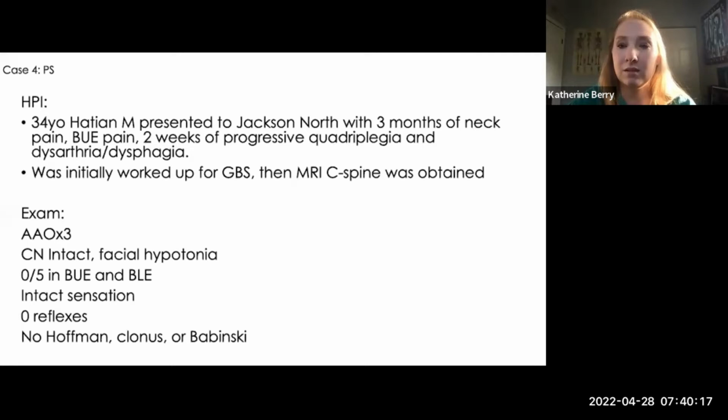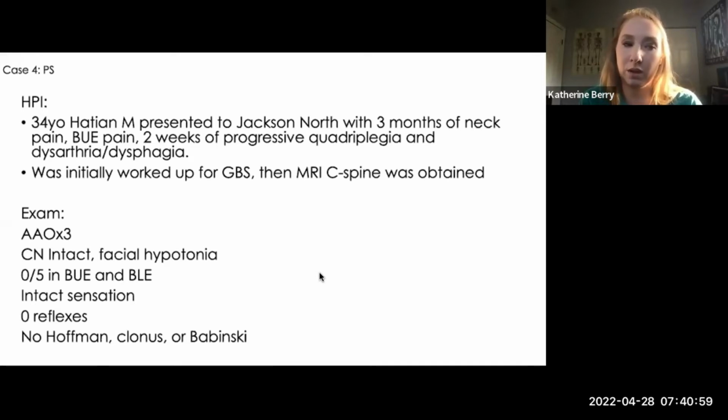This is our next case. Damien, are you there? Try to involve you on this. Awesome. So we have a 34-year-old Haitian male who presented to Jackson North with 3 months of neck pain, upper extremity pain, and then 2 weeks of progressive quadriplegia. Like he couldn't move at all anymore. His family was doing everything for him in terms of activities of daily living. He also had dysarthria and dysphagia at the time of presentation. He was initially worked up for Guillain-Barré syndrome by the neurologist at North, and then an MRI of the cervical spine was obtained. And I'll go into that.